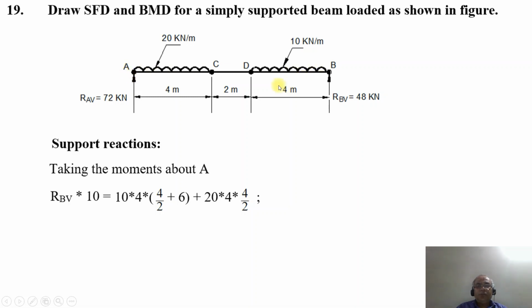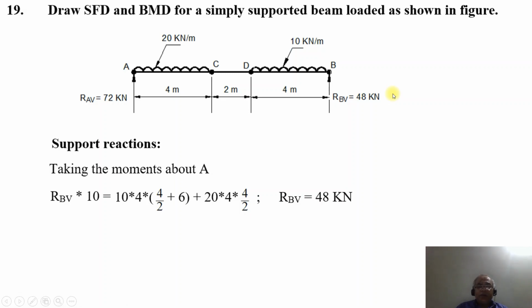It is 4 by 2 plus the distance from here, 4 by 2. You are going to get this distance plus this distance, it is 4 plus 2, it becomes 6. So 4 by 2 plus 6, close the bracket. Then plus 20 into 4 into 4 by 2. So RBV into 10 equals 10 into 4 into (4 by 2 plus 6) plus 20 into 4 into 4 by 2. On simplification, RBV is 48 kilonewton. So the vertical reaction at the support B is equal to 48 kilonewton.